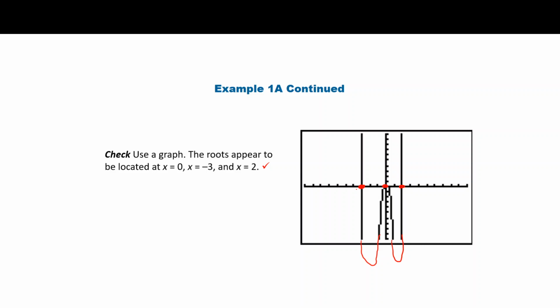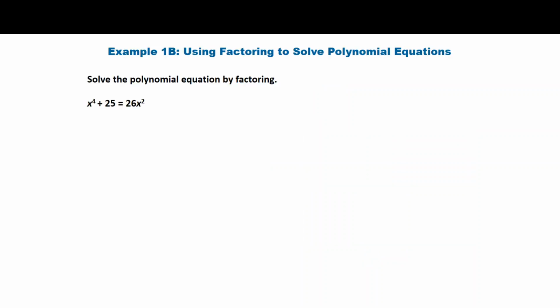Okay, so next we have another problem. Solve the polynomial equation by factoring again. So again, we're going to be looking for the roots. And the first thing we need to do is go ahead and set this equal to 0.